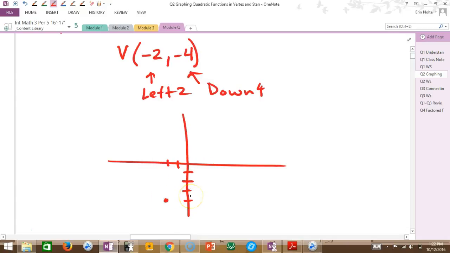Now here's the rule, and this is a nullity rule. Are you ready for my rule? You should probably write this down. When you are graphing functions, any polynomial, you need to plot 3 points. I need to know what the vertex is, and I need 2 additional points.